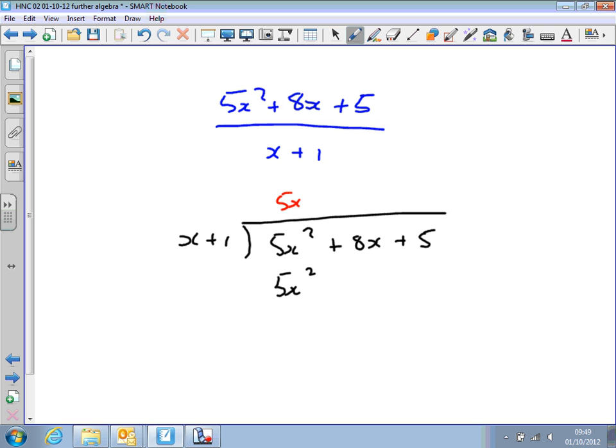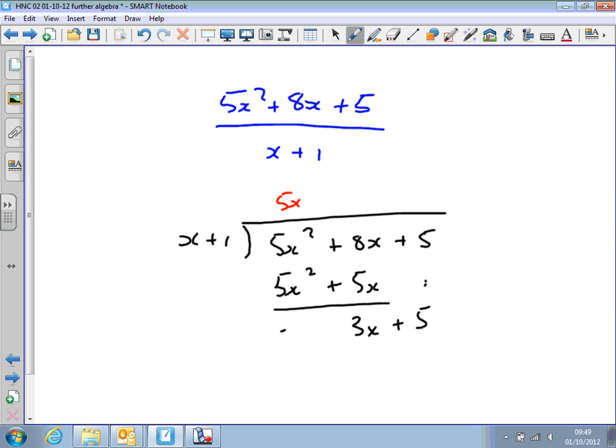Plus 5x, isn't it? Yeah, because x plus 1 times 5x gives us 5x squared plus 5x. So what's the remainder? 3x. Next step. Bring the 5 down. Plus 5. So what do I do now?